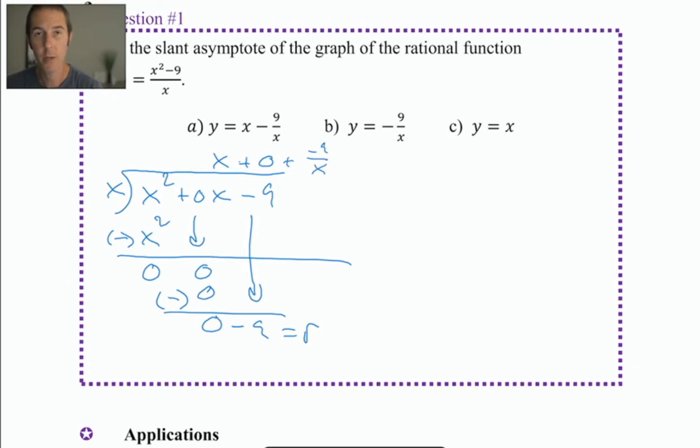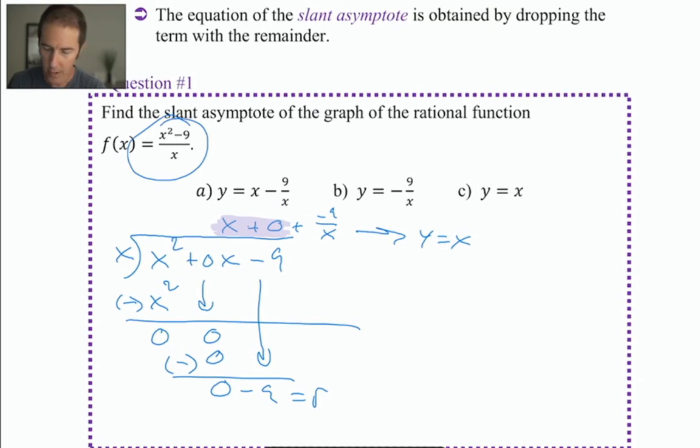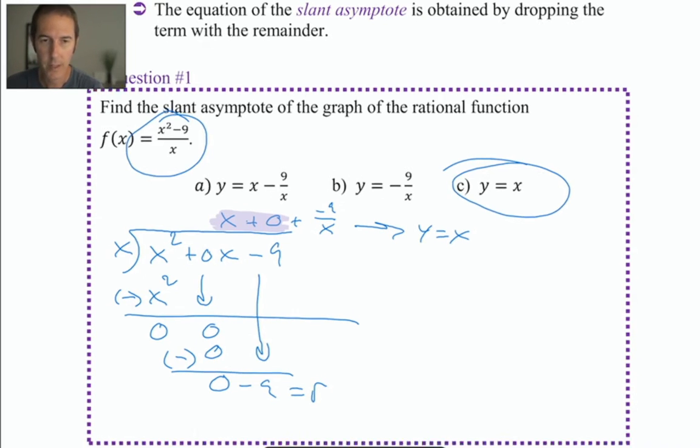Don't really care what the remainder is, because the mx plus b is right here. This is what we're using for our slant asymptote, so it looks to me like our slant asymptote is y equals x. Jump back over to Desmos, graph the original function as your first equation, and then graph this as your slant asymptote, and see if it works. See how quickly maybe the curve gets over to that slant asymptote.